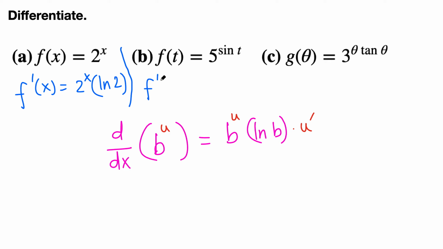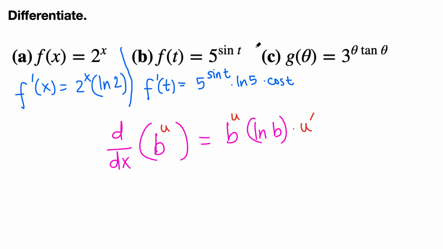So f prime of t is itself. This is an exponential function, so itself times ln of base 5 times, since this is sine t, not only t, we need to find its derivative. Derivative of sine t is cosine t. Here derivative of x would have been 1, and we didn't write times 1. So here derivative of sine is cosine t. So basically using this formula.